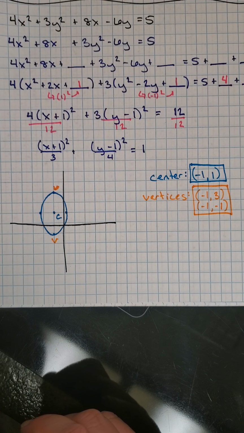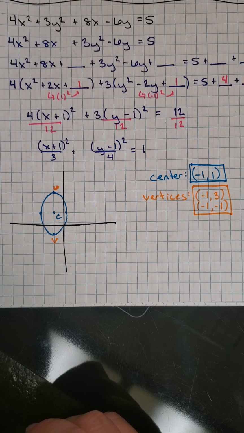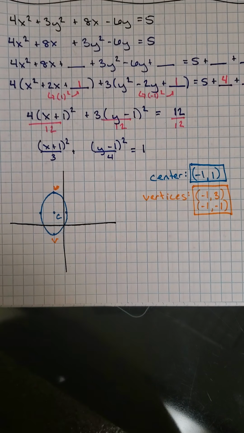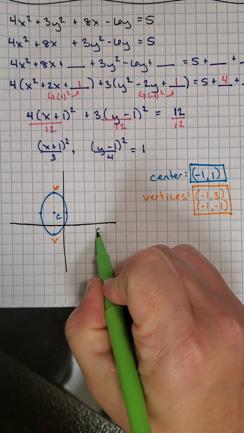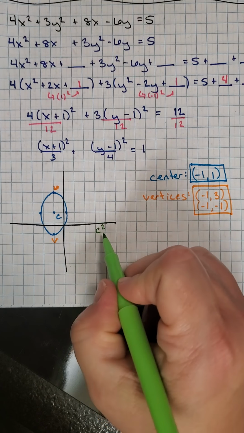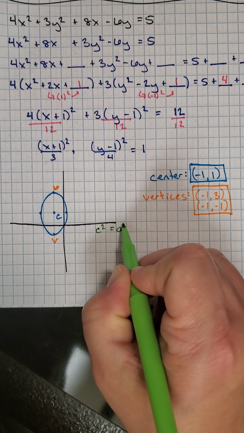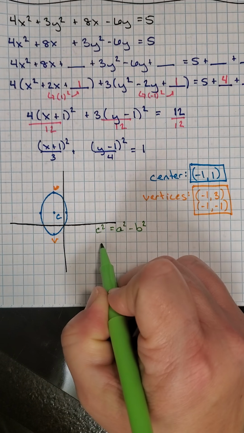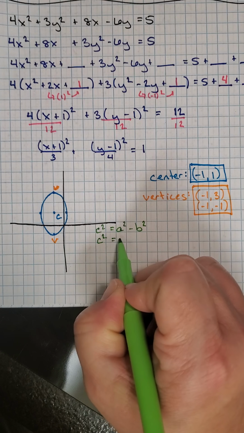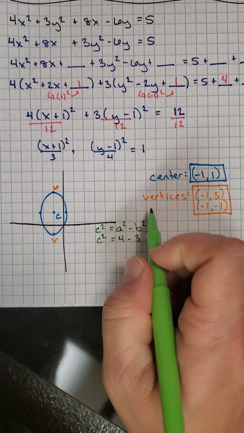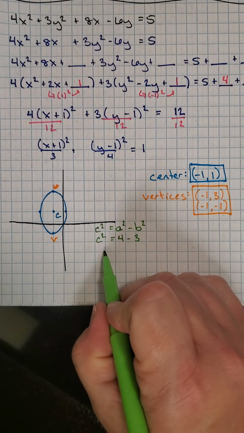And then for our foci, we'll actually need to figure out what C is. So I'm going to go to the side real quick and figure out what C is. Remember, since it's plus in the equation, this will have minus. So C squared equals A squared minus B squared. So C squared equals, I'm just going to go with 4 minus 3. Bigger minus the smaller. So C squared equals 1, which means the square root of 1 is 1. So C is 1. So that means our foci are 1 away from the center, 1 up and 1 down.